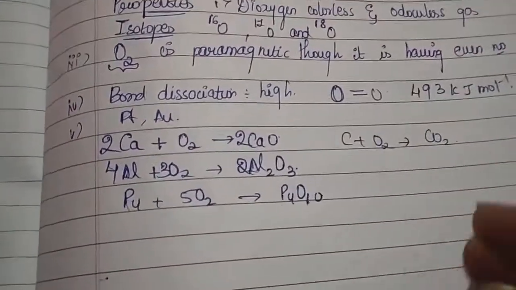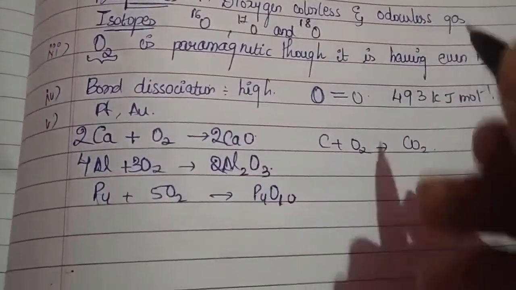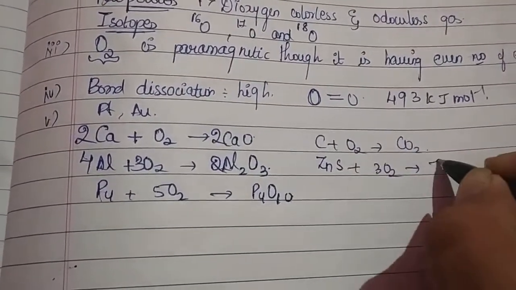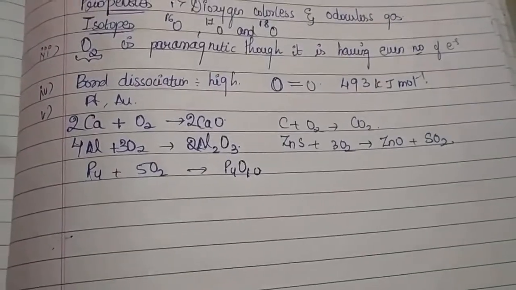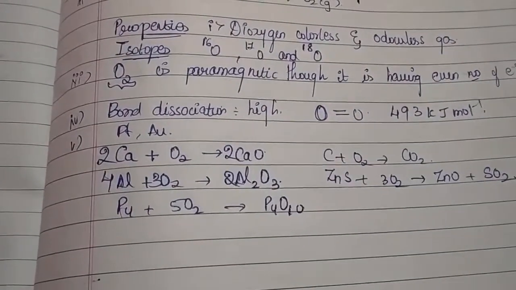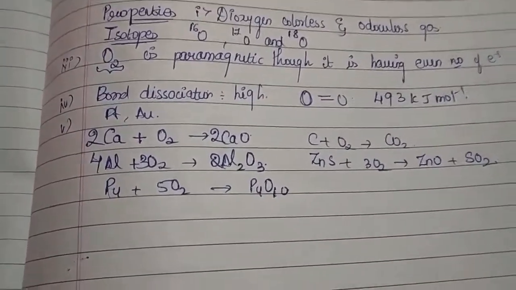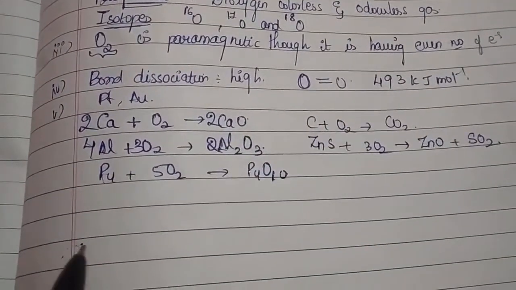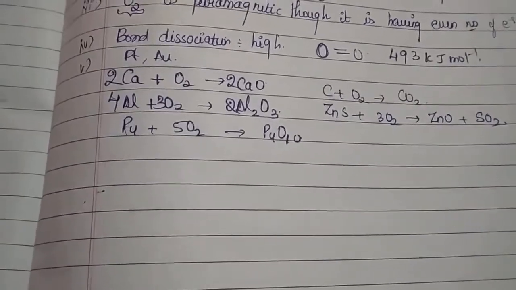These are the reactions with metals and non-metals. Coming to zinc sulfide, 2ZnS plus 3O2 gives 2ZnO plus 2SO2. These are some of the important reactions. One has to remember how oxygen, more particularly dioxygen, reacts with metals. Whenever it reacts with metals, it forms the respective metal oxides: calcium to calcium oxide, aluminium to aluminium oxide, zinc to zinc oxide. So whenever dioxygen reacts with a metal, it basically forms the respective oxides.